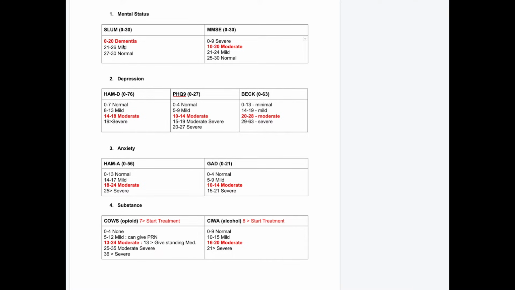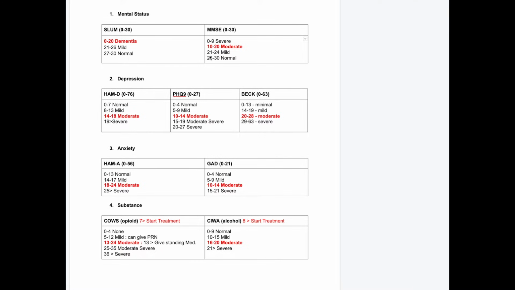So 0 to 20 on SLUM is considered having dementia. On MMSE, 10 to 20 is considered moderate, and 0 to 9 is considered severe. So 0 to 9 severe, 10 to 20 moderate on MMSE. And remember, the higher the score, closer to the highest number, which is 30, the more normal. Anything in between is considered moderate, and the lower the score is considered having severe impairment.